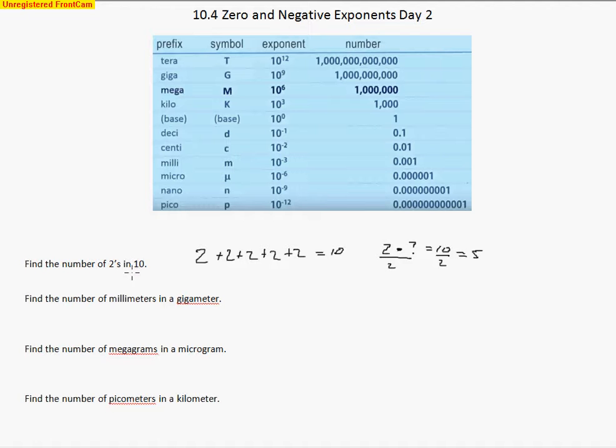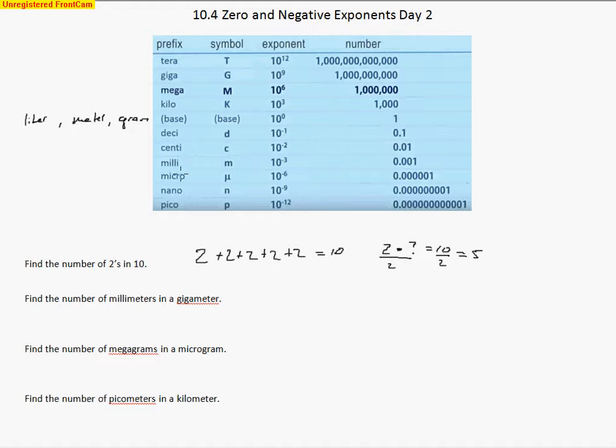We're going to do the same sort of thing here, except now instead of 2's into 10, we're dealing with millimeters in a gigameter. It says find the number of millimeters, so we go up to our chart here, and it says a millimeter is 10 to the negative third of a base unit. The base unit is going to end up being your meter, your liter, or your gram. All they're going to do is put a prefix in front of these words to represent how many we have.